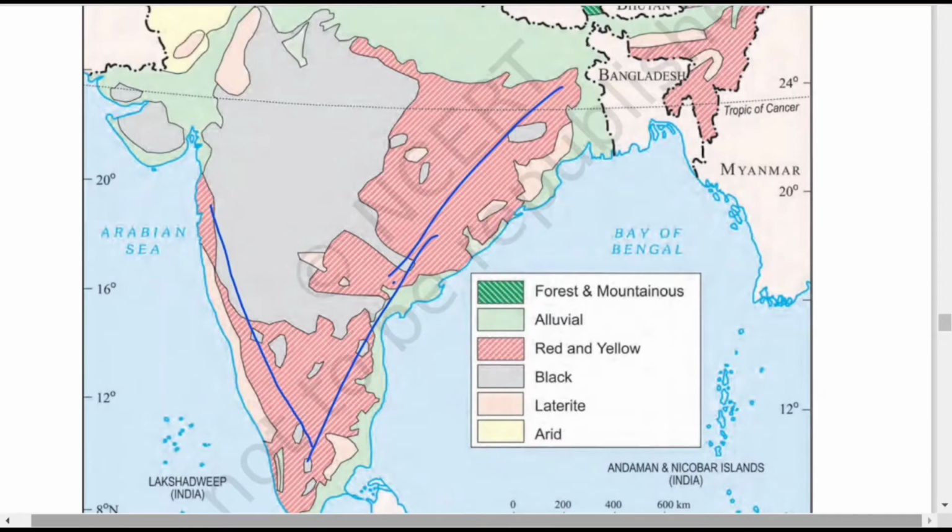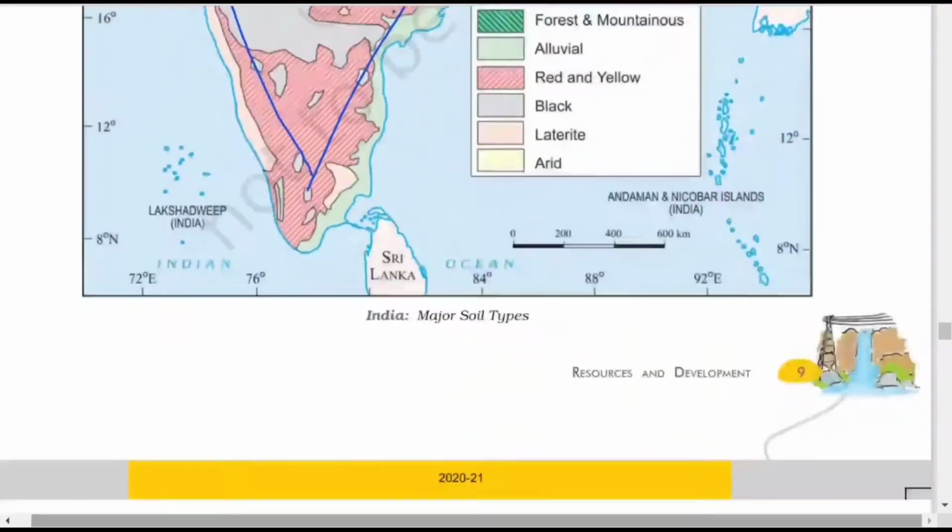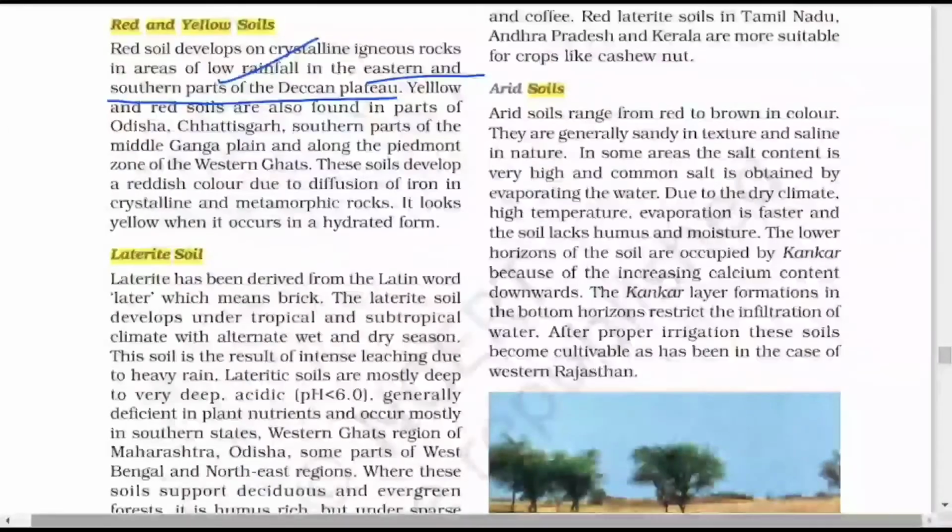So it's very easy to remember where red soils are found: around the Deccan Plateau areas, in the eastern side, in the southern side. Even a little part is there in the western side. I hope you have understood this. Now moving to next slide. So very easily you can keep in mind, red soils are found in crystalline igneous rock. They are found in crystalline areas where there is low rainfall, and it is found around the Deccan Plateau in the eastern side and southern side.